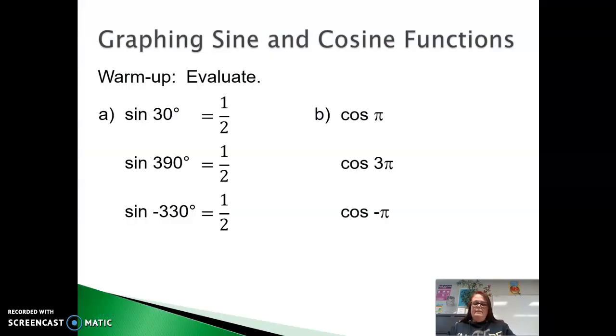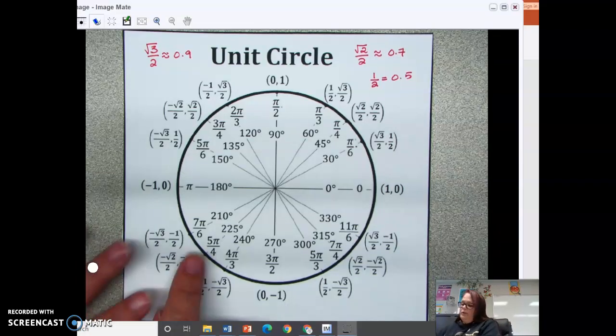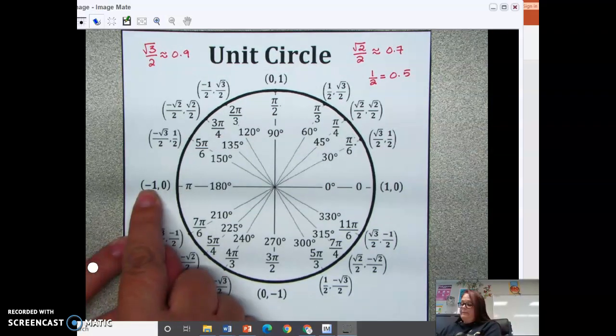So using that same unit circle, go ahead and find the cosine of pi, the cosine of 3 pi, and the cosine of negative pi. So remember, cosine is represented by the x value on the unit circle. So at pi units, we have an x value of -1.